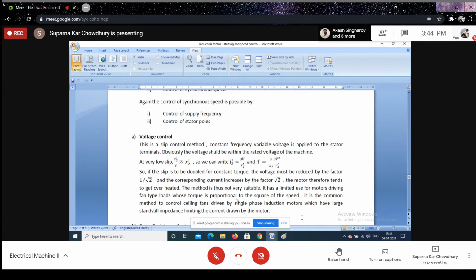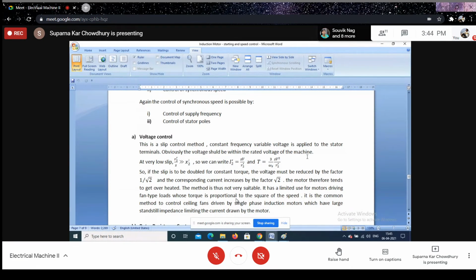So your torque becomes approximately 3 by omega S, 3 V square by R2 dash. This is obviously an approximate expression. I have neglected the stator resistance and also neglected the inductance of the circuit. So if the slip is to be doubled, say with a constant torque, then we have to reduce the voltage V. So if we want to make S double, the voltage should be reduced by the ratio 1 by root 2.